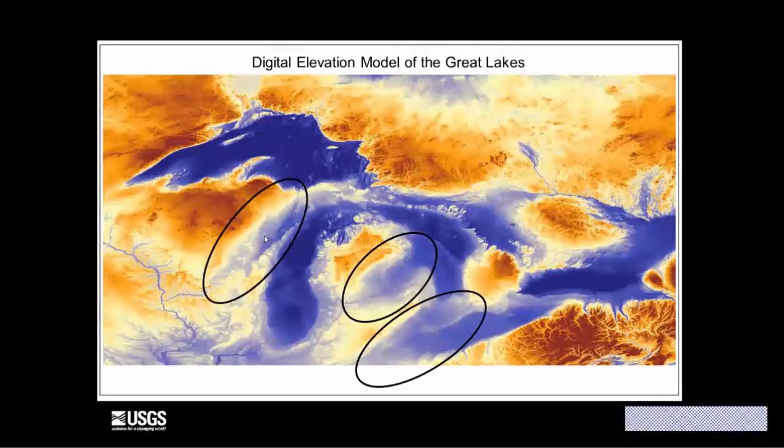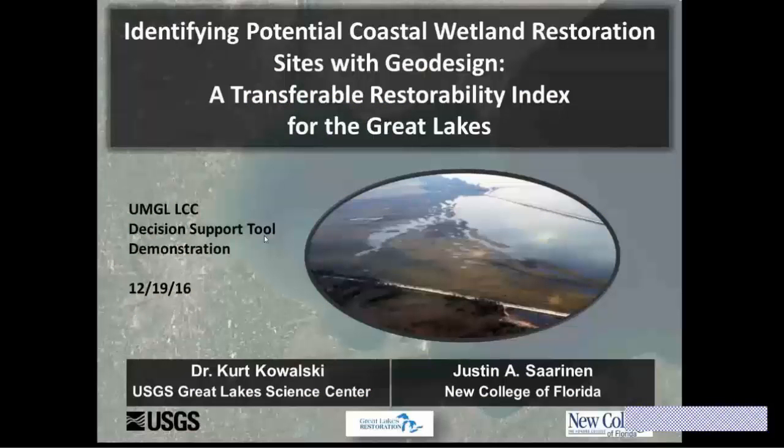These are the low elevation gradient glacial lake plains that once supported extensive coastal and inland wetlands. Of course, wetlands mean nutrient-rich soils, so extensive draining led to very productive agricultural lands. Now, with the Great Lakes Restoration Initiative and a broader effort to restore these coastal wetlands, these and similar areas offer a great opportunity for restoration at the landscape scale. So this is really the context in which we started our effort to identify potential coastal wetland restoration sites by creating a transferable restorability index for the basin.